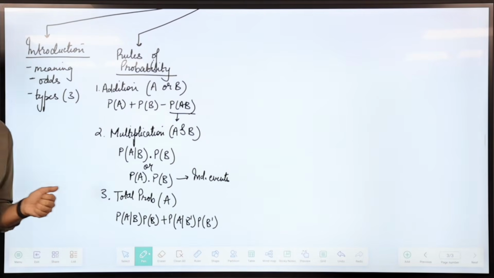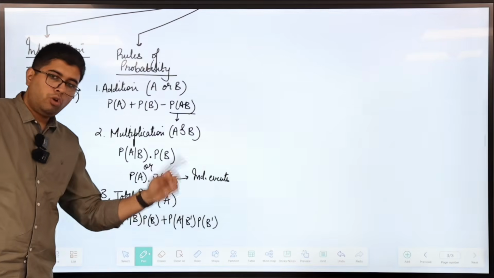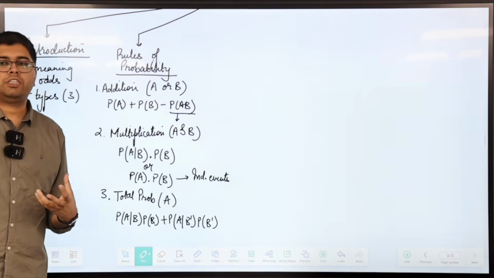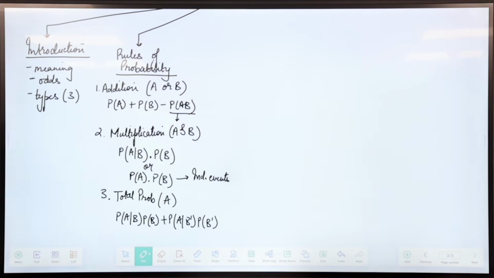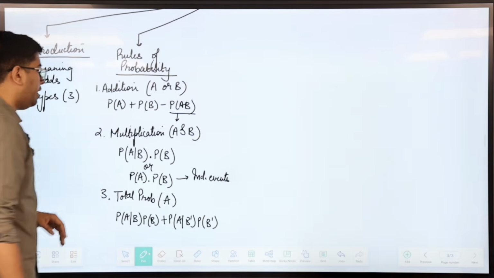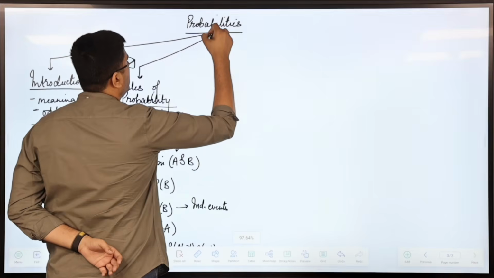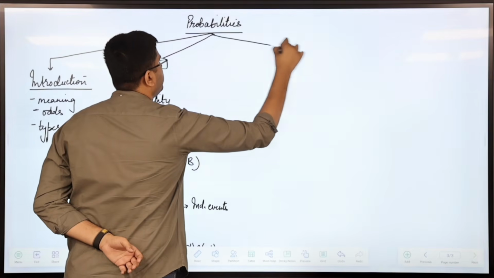So what are the chances A will happen when B is happening? And what are the chances A will happen when B is not happening? If I add both of these up, that tells me what are the total chances of event A actually happening. Now, these three rules then get applied in the concept Bayes theorem.